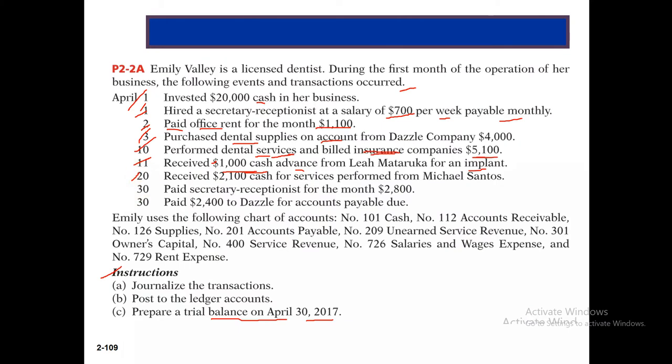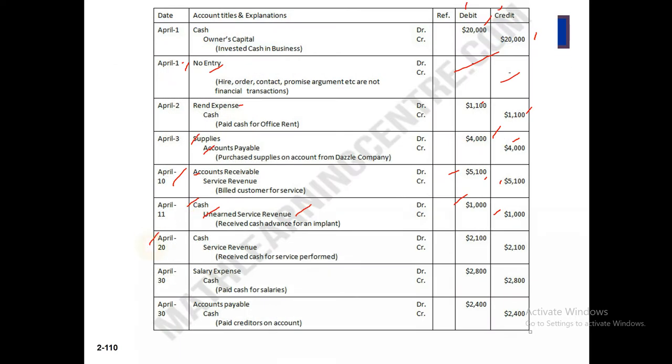April 20, received $2,100 cash for service performed for Michael Santosh. So for this transaction, cash will be debit and service revenue will be credit. So April 20, cash debit and service revenue credit. That means this is the debit figure, this is the credit figure.